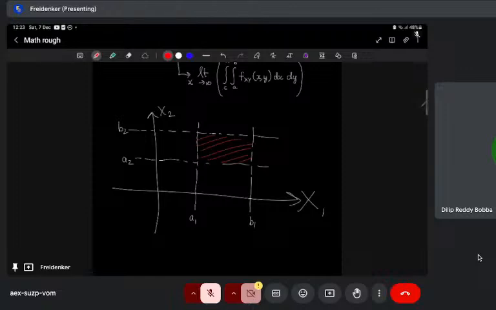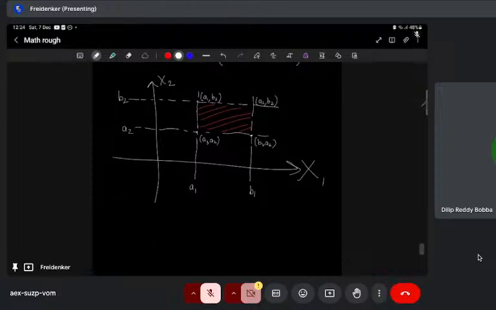How do I do that? First, I'll just mark the points and maybe it will start making sense. This is a1 comma a2. This is b1 comma a2. This is a1 comma b2. This is b2 comma... so how do I get this? I have to express this in terms of CDF.